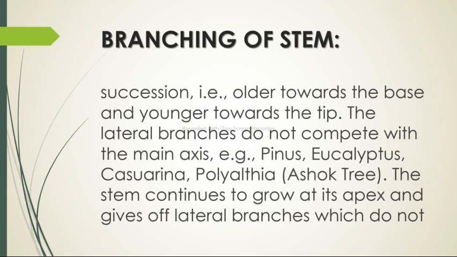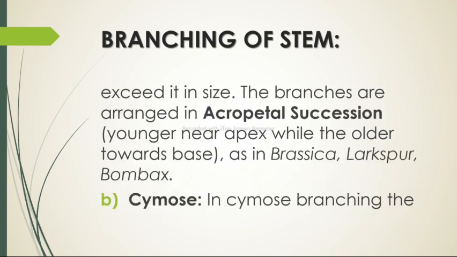The stem continues to grow at its apex and gives off the lateral branches, which do not exceed it in size. The branches are arranged in acropetal succession, younger near the apex while the older towards the base. For example, as in Brassica, Larkspur and Bombax. Next type is the cymose branching.